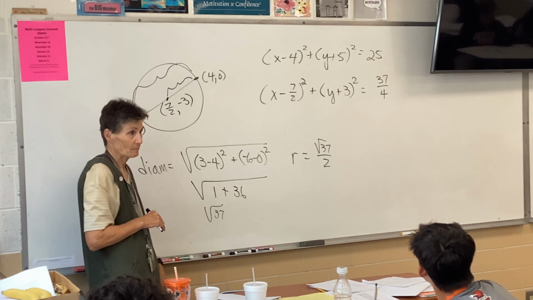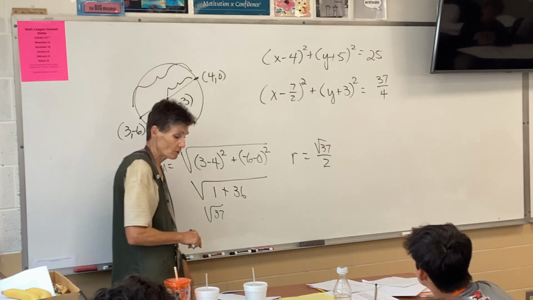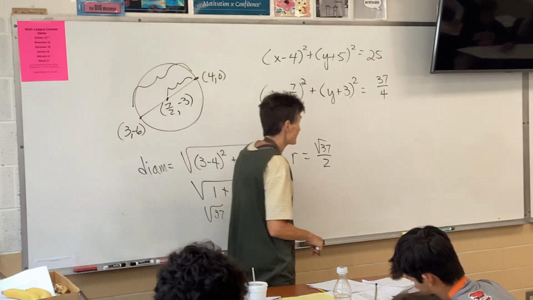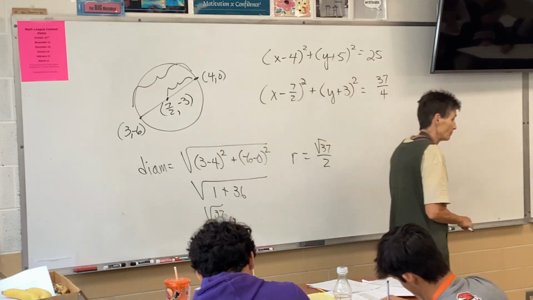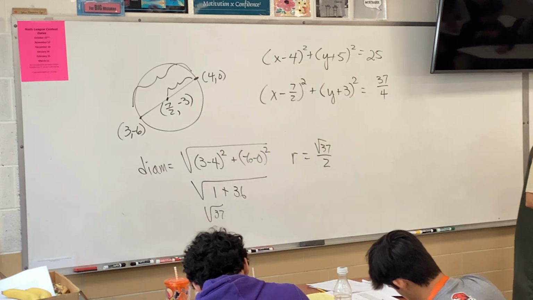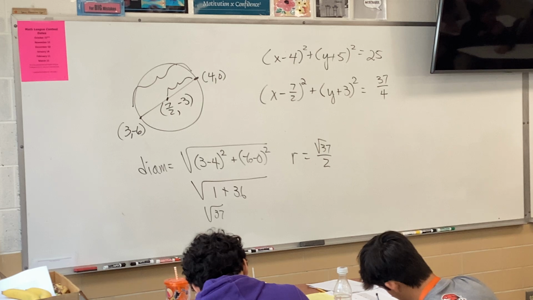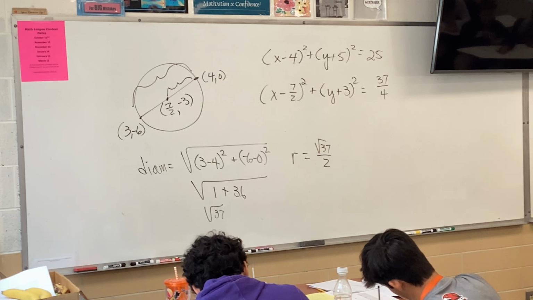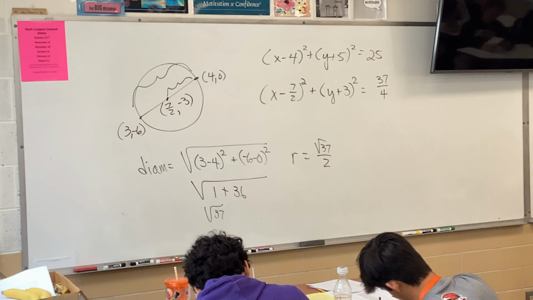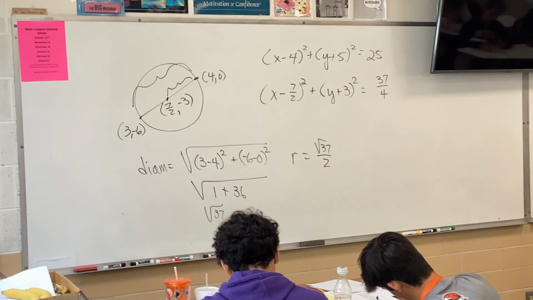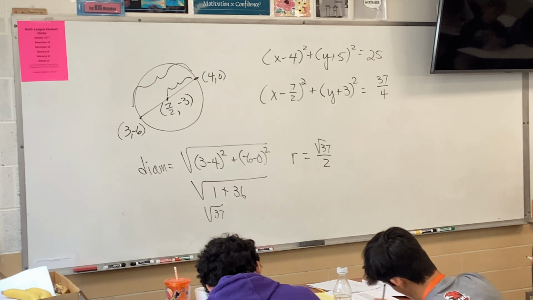All right, are you ready? You and your partner do B. It's exactly the same problem. You and your partner do it. The center, the average. So 3 plus 4 divided by 2. Negative 6 plus 3.